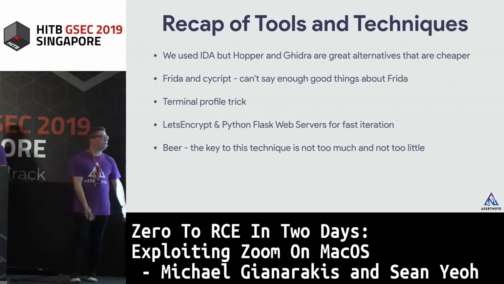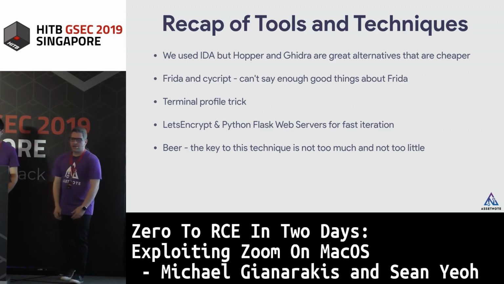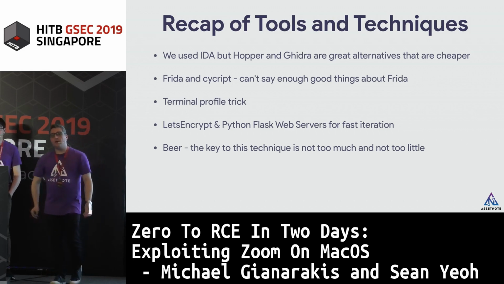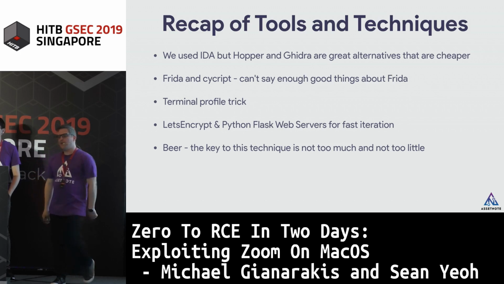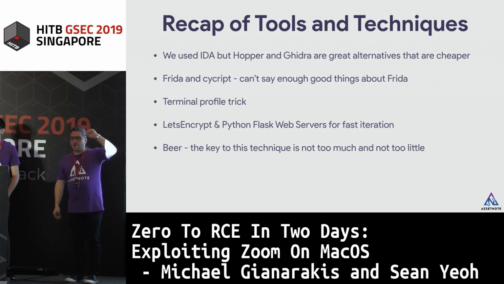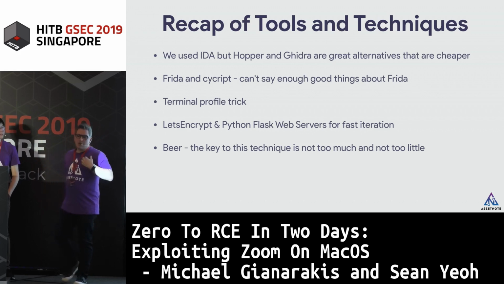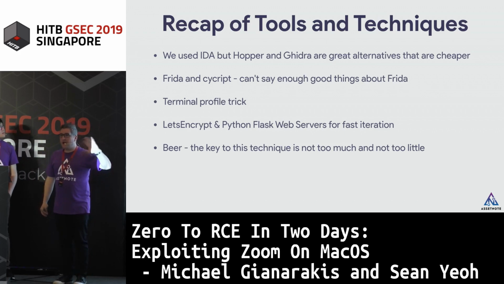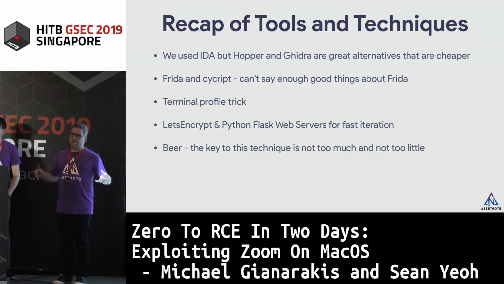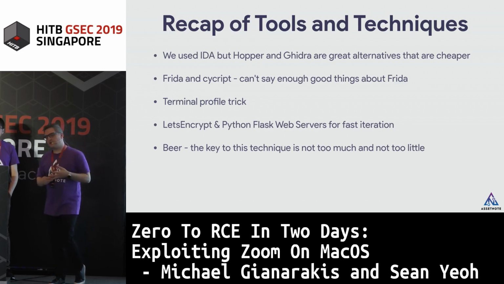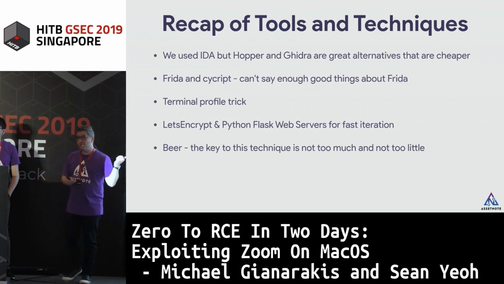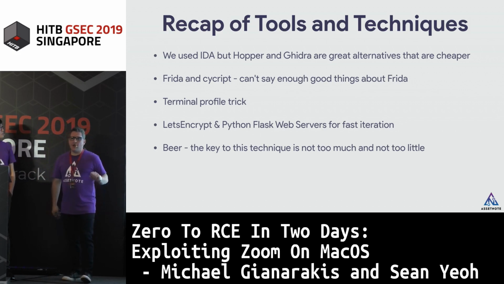And then the other thing we wanted to recap was some of the tools and techniques, right? We used IDA, but Hopper or Ghidra, thanks NSA, are really great alternatives, and they're cheaper and Ghidra is free. Frida and Script, as I said, can't say enough good things about Frida. It's so much fun to use. Script is great as well. It's not as developed. It's not really designed for this sort of stuff. It was never designed to be a security tool, even though you can use it for that. But yeah, Frida's great. Terminal profile trick is really handy.